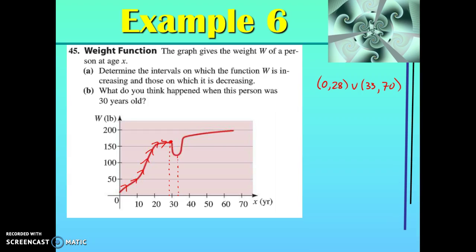So what do you think happened when this person was 30 years old? Well, something drastic happened, because that's the only time that we've got this decrease here. Now, maybe that happened because they were dieting. Maybe they had bypass surgery and it made a big change. But something occurred drastically to make a large amount of weight loss. Whether intentional or unintentional, this person lost a lot of weight suddenly over the span of a year or two. I'm going to assume they were dieting.